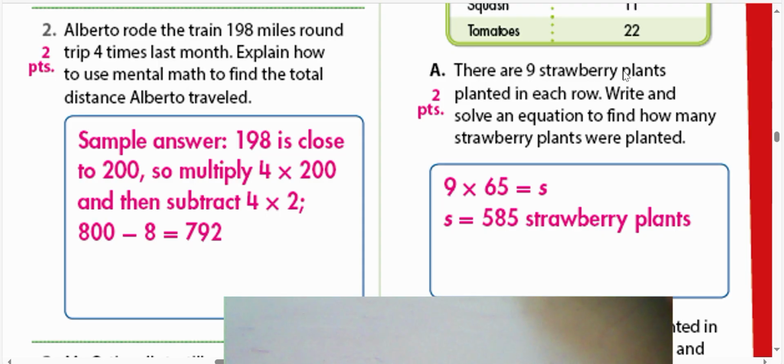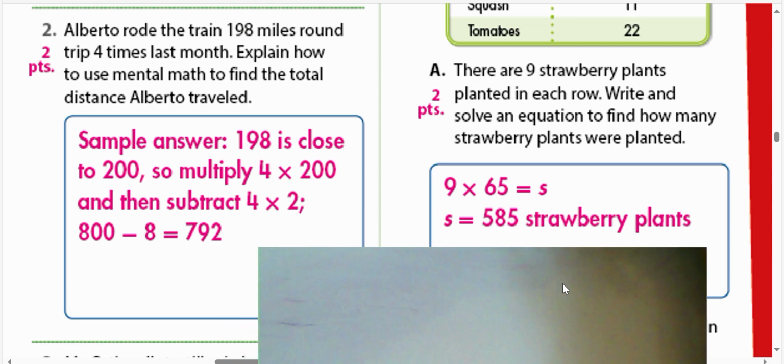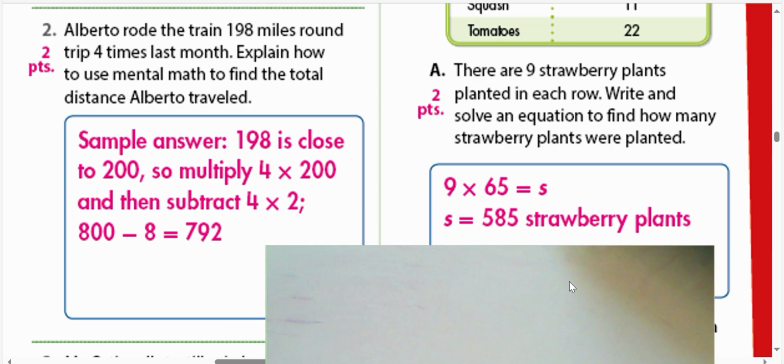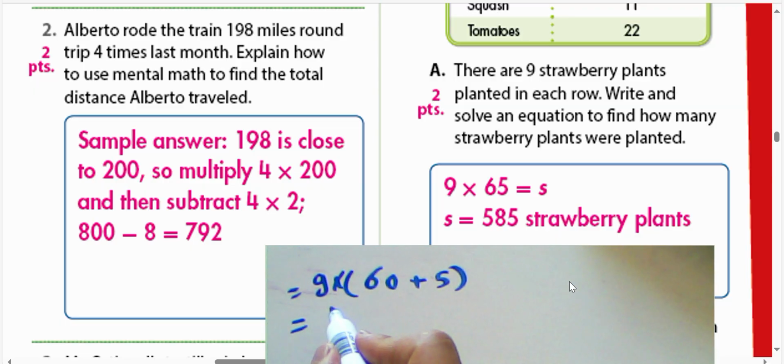There are 9 strawberry plants in each row. Write and solve an equation to find how many strawberry plants were planted. We can write 9 times 65. This is the equation, okay? And then using the distributive property, we can write 60 plus 5. 9 times 60, plus 9 times 5.